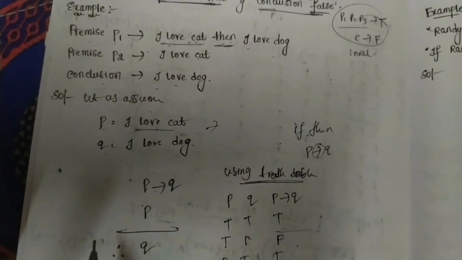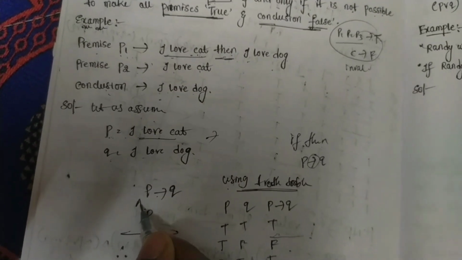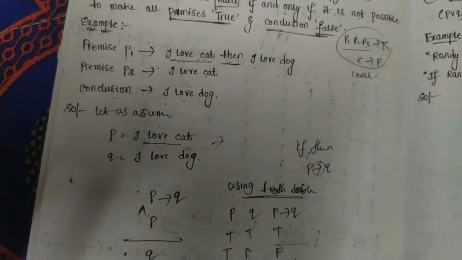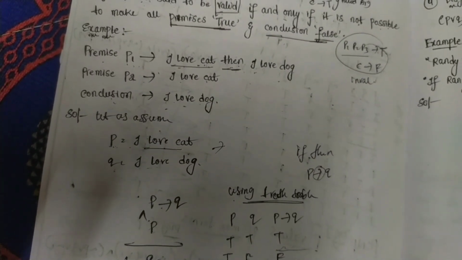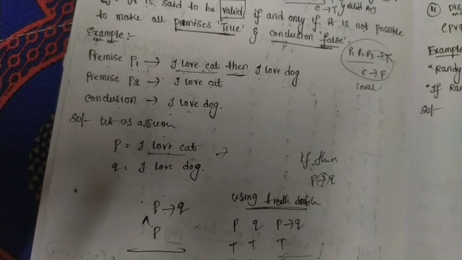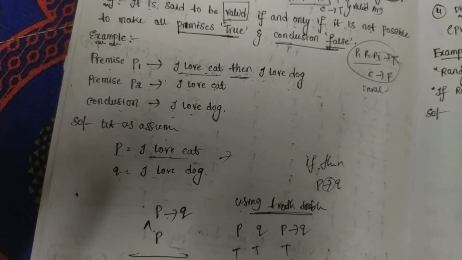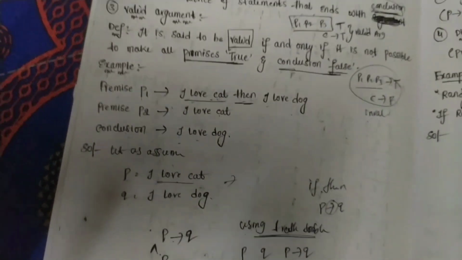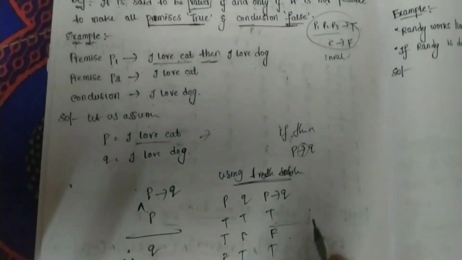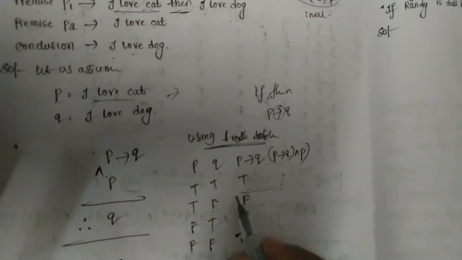Here, in the rules of inferences, in between premises we have to place AND, and in the conclusion we have to write implication. That is, this can be written as P implies Q and P, implication Q. In between premises we place the AND symbol, and between premises and conclusion we place the implication symbol. In the note we learned: if premise then conclusion. So here, P implies Q and P.